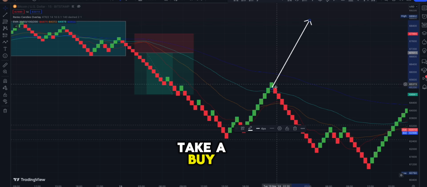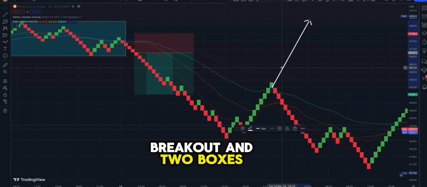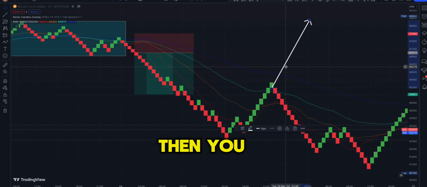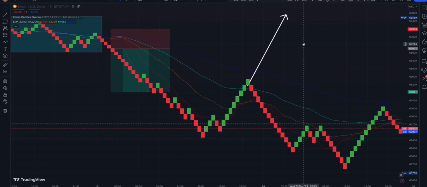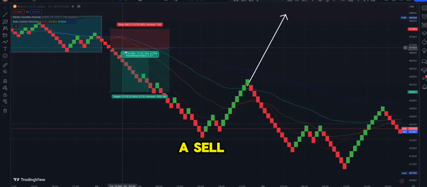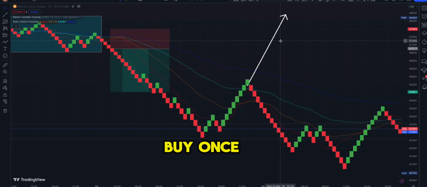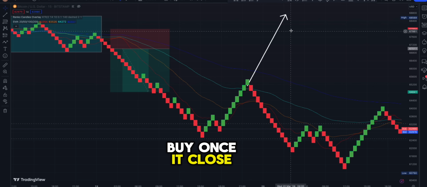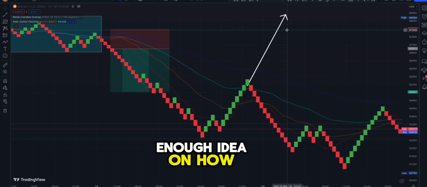So you take a buy if you see a breakout and 2 renko boxes have closed, then you can take a buy in this market. So you will only take a sell once it closes below like this, then you take a buy once it closes above. So with this, I believe you have enough idea on how this renko chart strategy works.